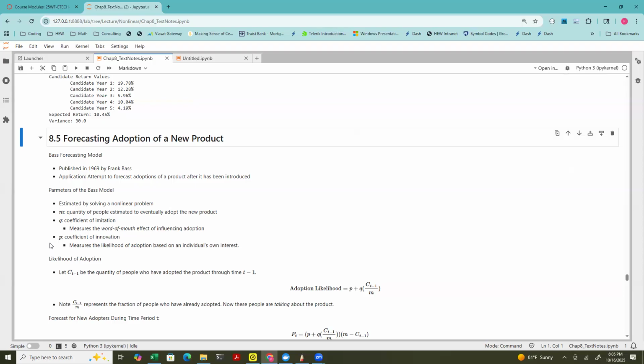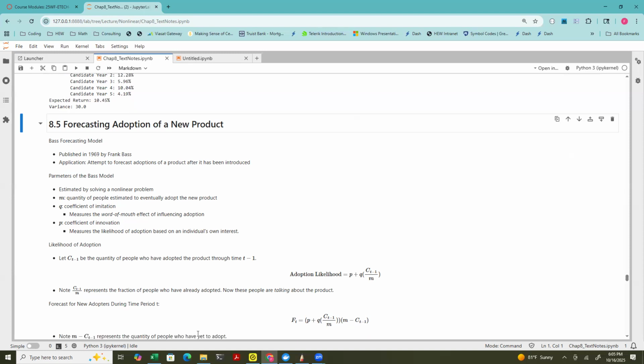Q and P are these coefficients. You can see they're imitation and innovation. So Q, the coefficient of imitation, is the whole idea of word of mouth. Hey, my friend has it, they're going to start talking about it, it's going to make me want to have it as well. Whereas P, the coefficient of innovation, is more: I learned about it, and without talking to anybody else, just between me and this marketing or advertisement that I see, I want to go get this item because of my own interest. So those are two different mechanisms that would influence somebody's desire to obtain a certain product.